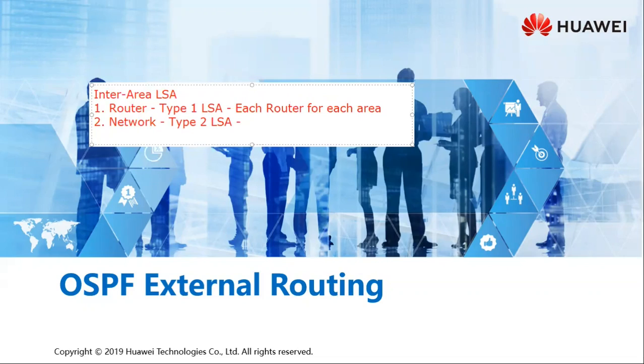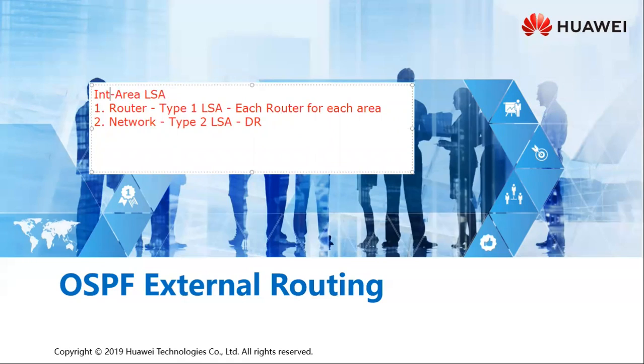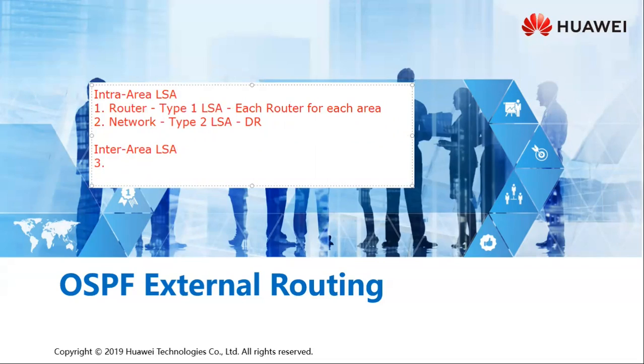Then you have the network LSA, type 2 LSA. It is produced by the DR. So this is actually within an area. Now for inter-area LSA, it uses the type 3 LSA. The type 3 LSA is also referred to as the network summary. Right? Is that correct? Network summary is also known as the type 3 LSA. And the network summary is originated by which router?